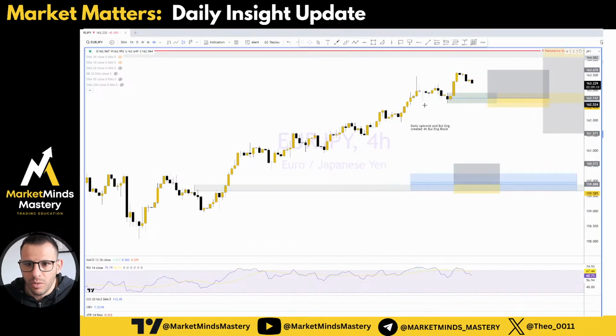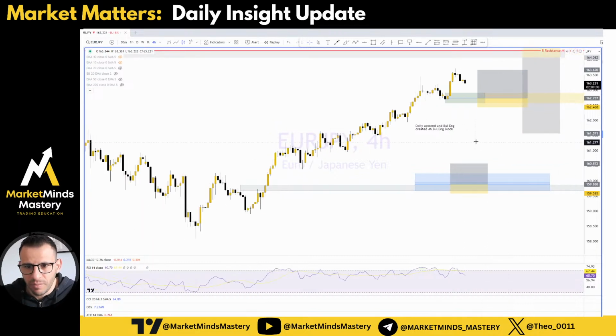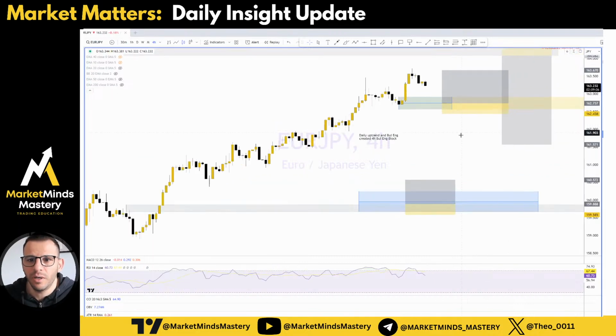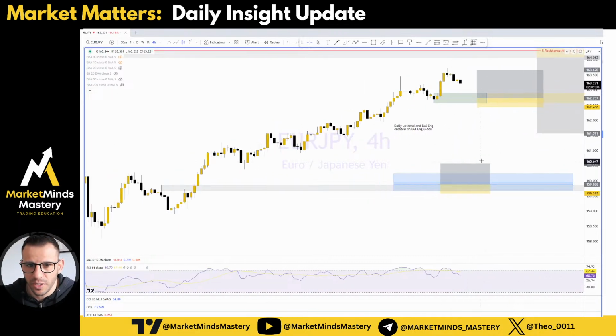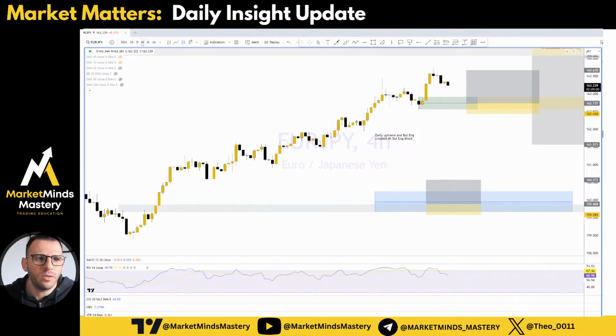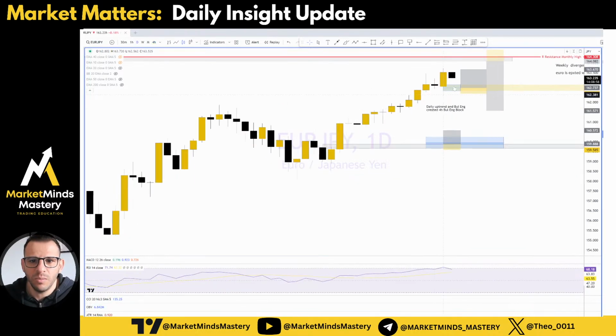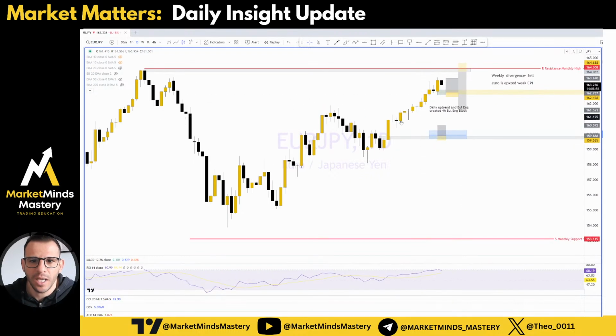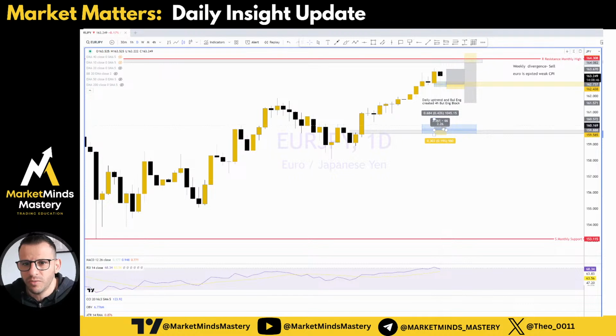The euro, I have multiple orders here that I would like to execute in this market. Let me walk you through. First, on the daily chart, the price moved upwards and it's going to enter, I believe, this area right up here. So I think there is still room for the price to move. If I'm wrong, let it be.